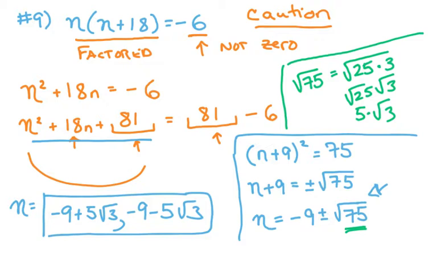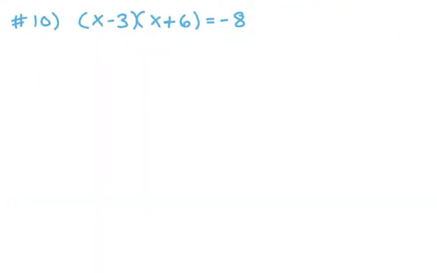But WebAssign did accept my square root of 75. I don't know why. Sometimes it does, sometimes it does not. So just be on the lookout for that. All right, our last problem. Yay.